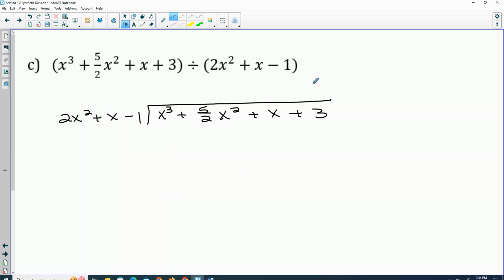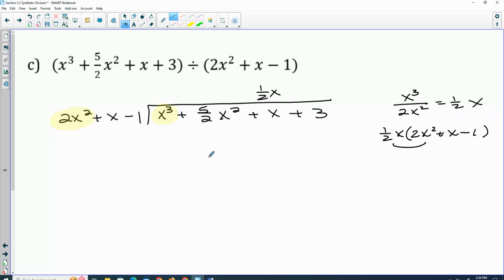What's the first step? We divide. Okay, we have to think a little more on this one. I wasn't very nice. What's x cubed divided by 2x squared? 1 half x. So I have 1 half x times what I was dividing by. So 1 half x times 2x squared, which is going to be x cubed. 1 half x times x is 1 half x squared. 1 half x times negative 1 is negative 1 half x.